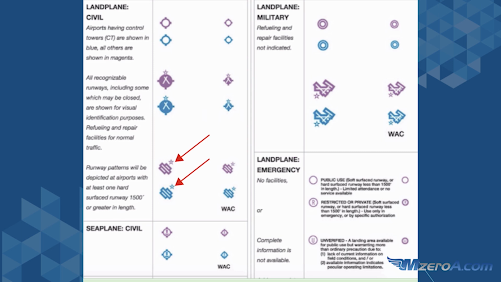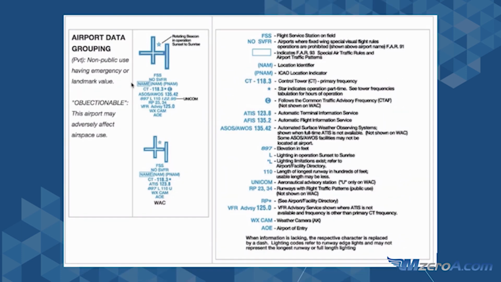Let's move on now to airport grouping information. This is the detailed information on the airports that's going to appear on the sectional chart. Over the right side of the page, you have the legend that's going to walk you through everything. Example, FSS. That means there is a flight service station there at the airport. The flight service station is where we get our weather briefings. The flight service station also processes our flight plans.